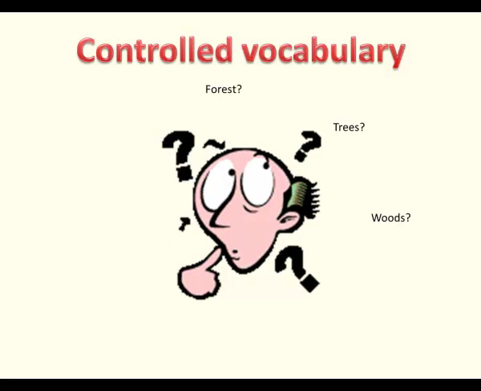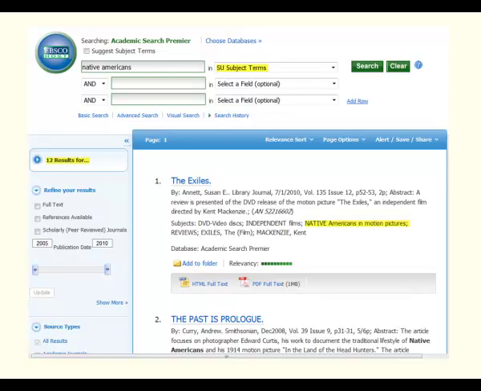That's where subject terms come in. Subject terms are controlled vocabulary, meaning there is a set list of terms to use for different topics. Using subject terms can save you time and give you a much more focused set of results. But how do you know what terms to use?